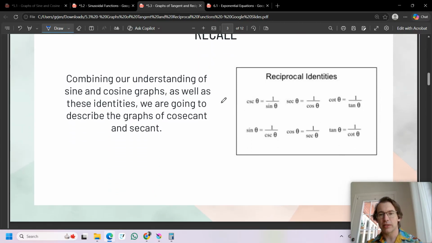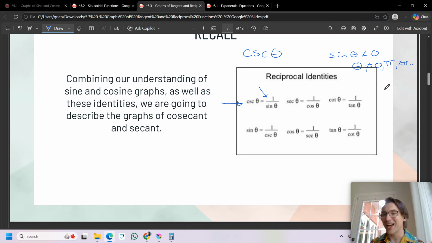Because we have things like cosecant is 1 over sine theta, if you're graphing cosecant, or thinking about the domain of cosecant theta, we can't have sine theta equals 0. That's excluded from the domain, which is to say theta cannot equal 0, pi, 2 pi, and so on. That's where you're going to get asymptotes with cosecant. Secant has different asymptotes because it has cosine down there.